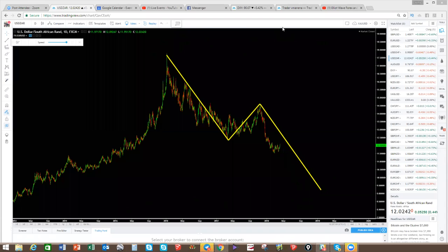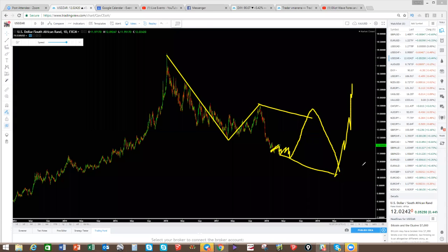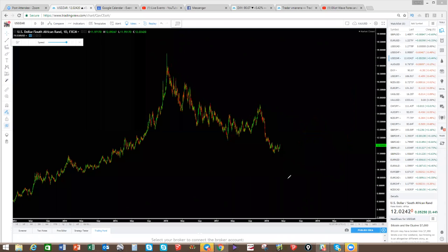Okay, so the only time that move will not go exactly to the 9 ZAR area is if we start getting a move like this, and instead of a zigzag, it makes a flat correction, then it may not go exactly to the 9 ZAR, but around the 10 ZAR area. Okay, but we'll focus on that after we see what happens with this correction currently. But those are the two possibilities to go to the 9 ZAR area.